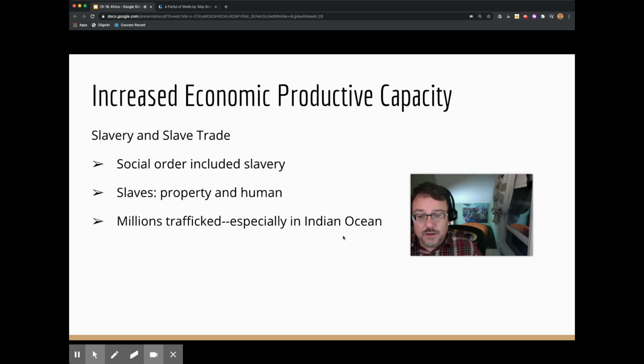That said, the general expansion of trade and the general expansion of population and economic complexity during this time meant that the number of people being trafficked as slaves, including within Africa and out of Africa, is increasing during this time period. And you should see that as being related to the growth in economies and growth in exchange.